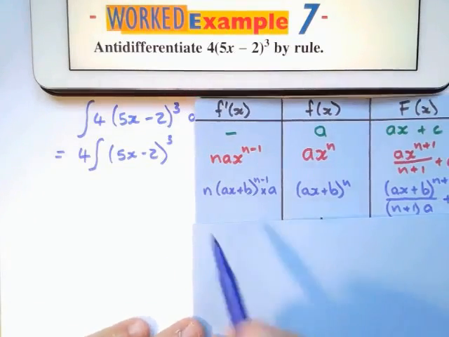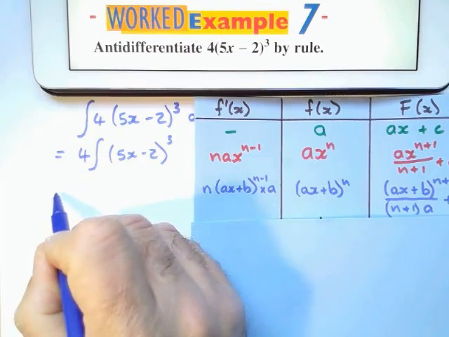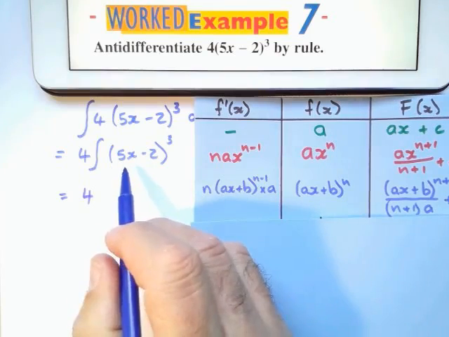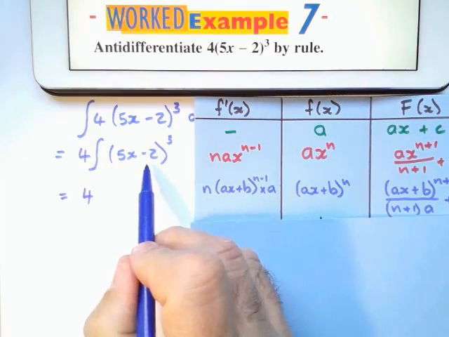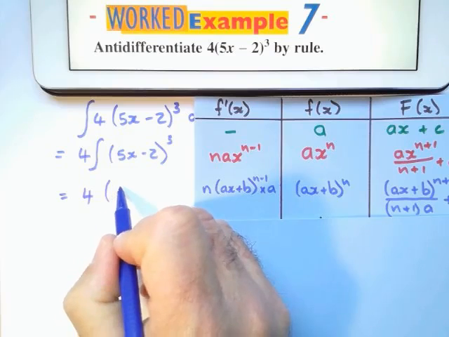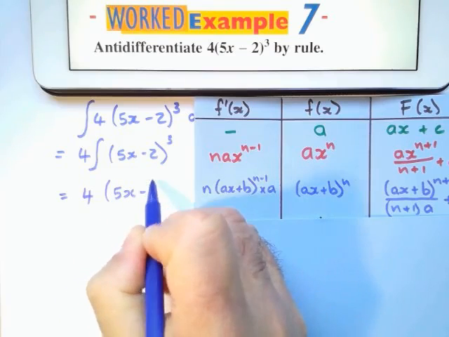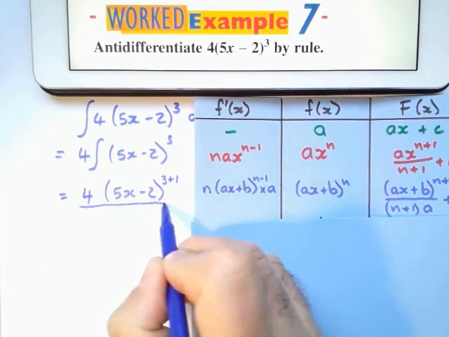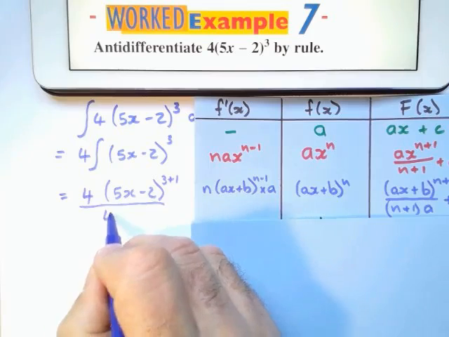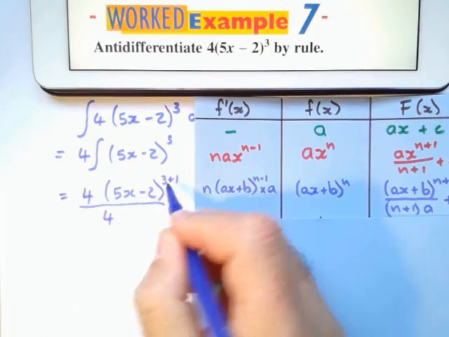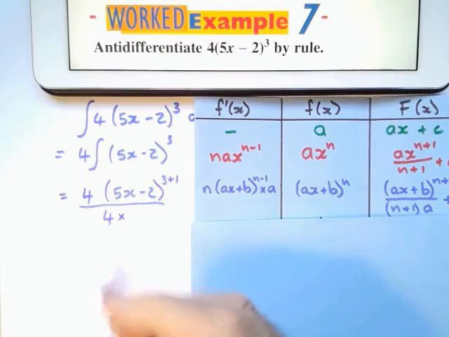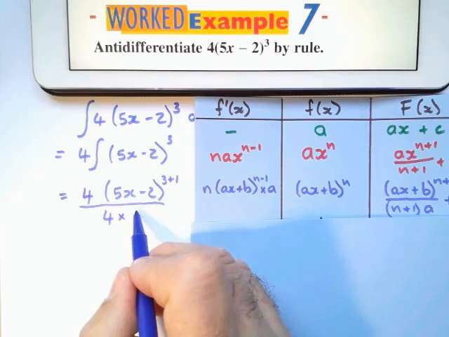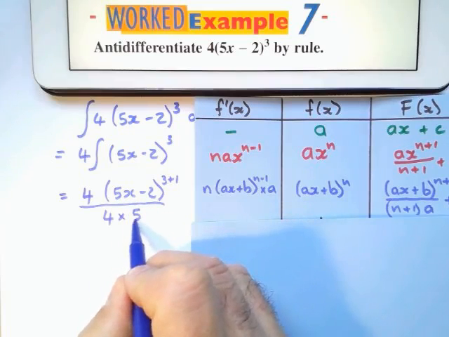Let's have it in there. It equals: the 4 stays. The integration of 5x minus 2, the bracket stays 5x minus 2. The 3 is added 1, so it's plus 1. Divide by my new power, 3 plus 1 is 4. Then divide by the derivative of 5x minus 2, which means I'm actually multiplying underneath the line. The derivative of 5x minus 2 is 5.